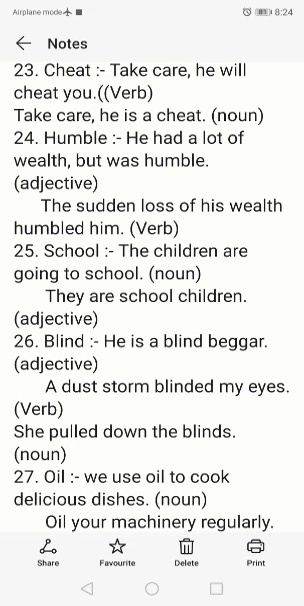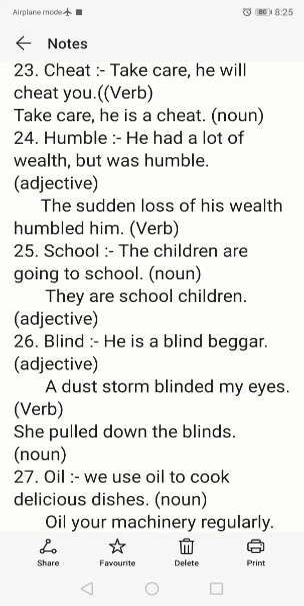In the same way, humble also can be used as a verb. The sudden loss of his wealth humbled him. Humbled him means, in this context, brought a person to a low rank. The sudden loss of his wealth made him very low, or he suffered a low rank in status. So here humbled is used as a verb.